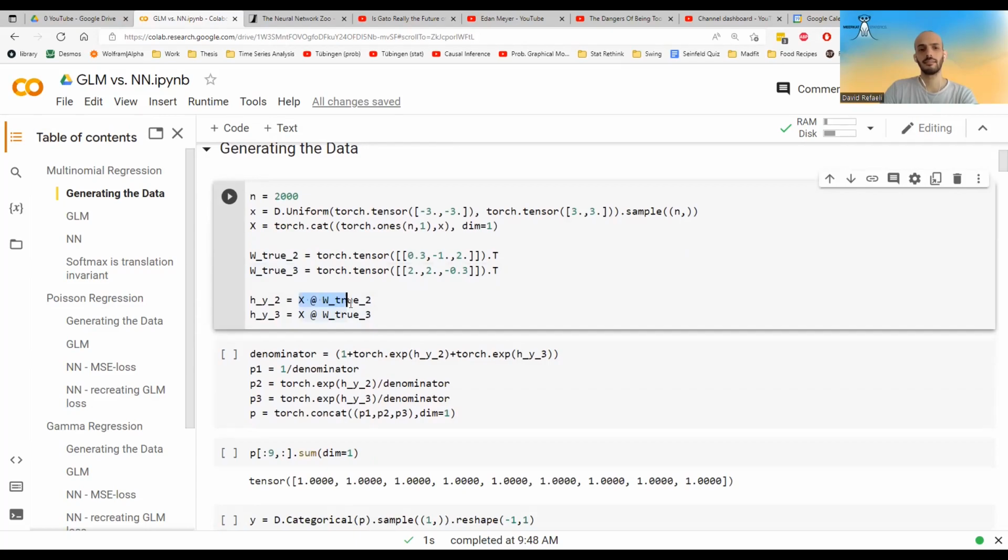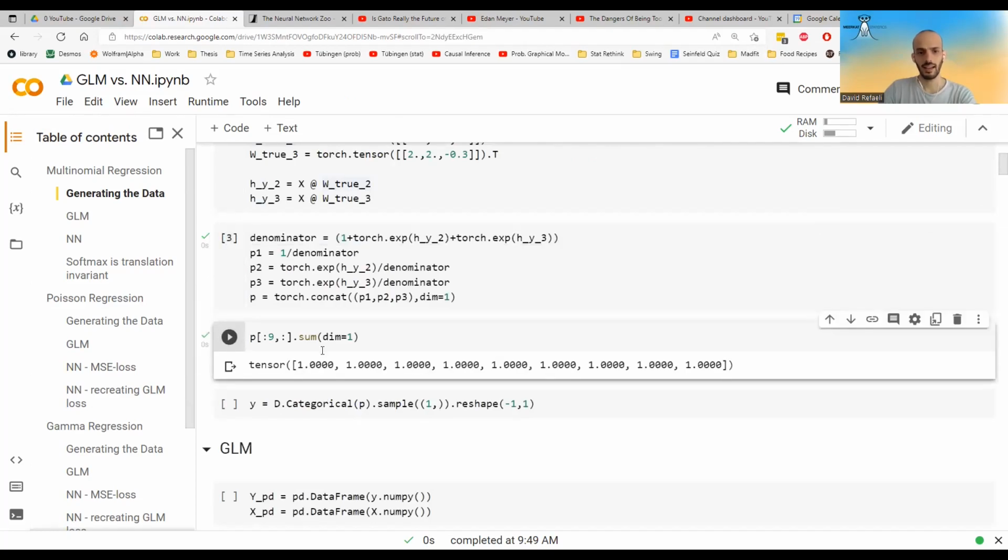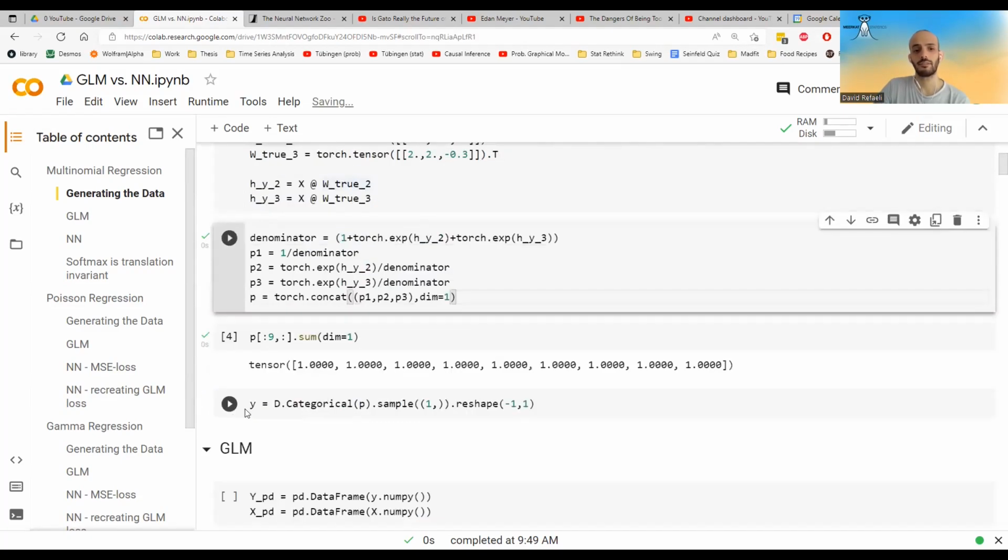Okay, and then I create the logits. I multiply the x's, the covariates, times these parameters. Okay, and now making the denominator what it's supposed to be, and I'm taking P1 to be the baseline class and the others to be the non-baseline class. And I create the p's. And notice that if I sum the p's per row, I'm getting ones. And now I sample from a categorical distribution given those p's.